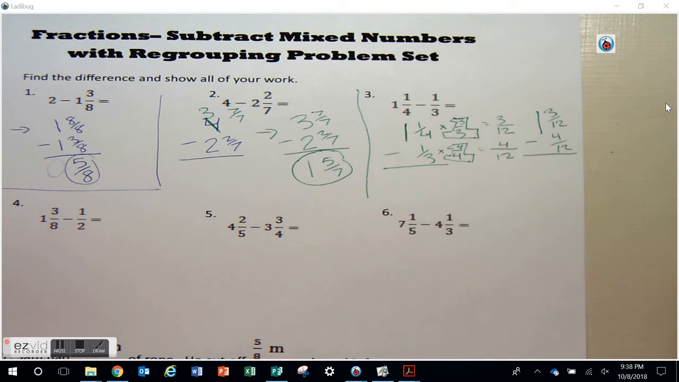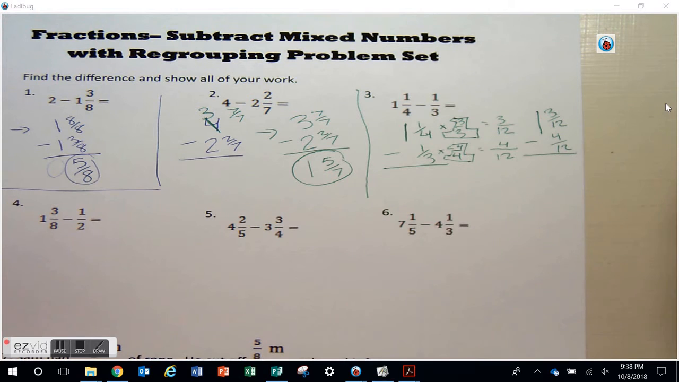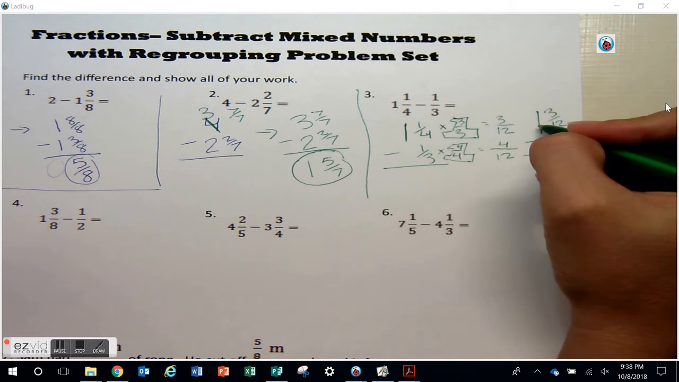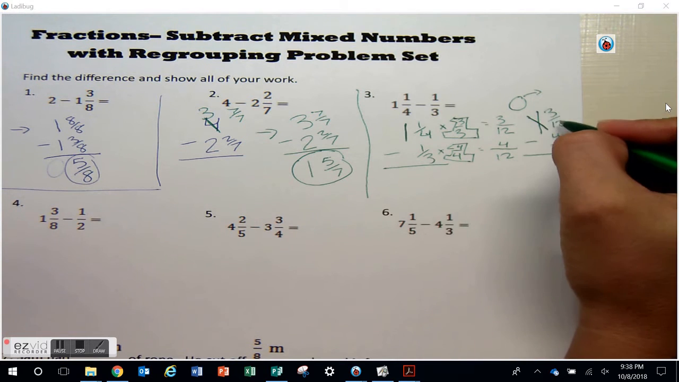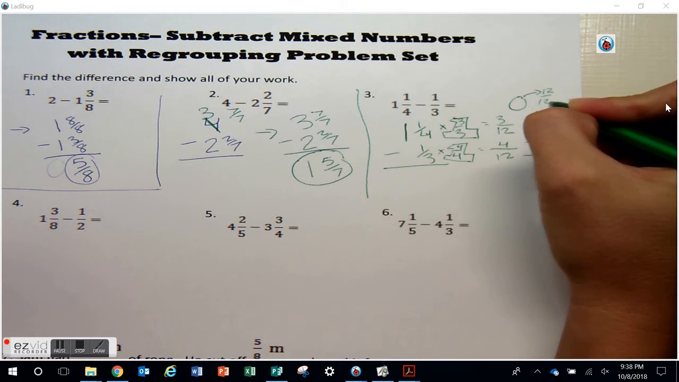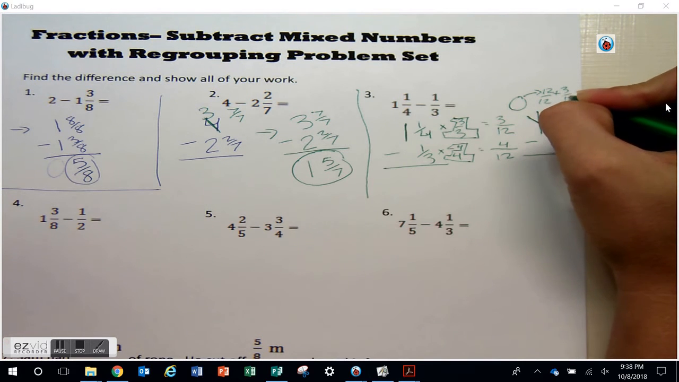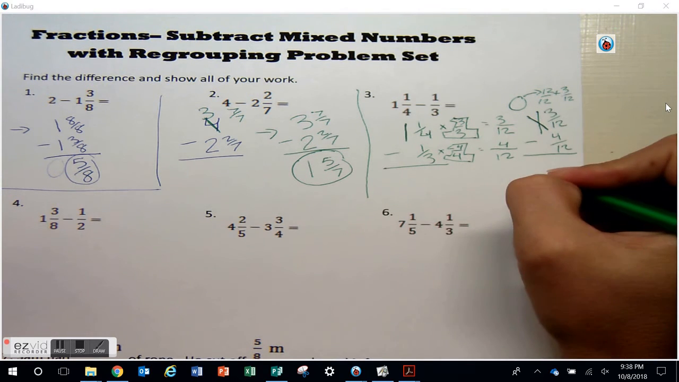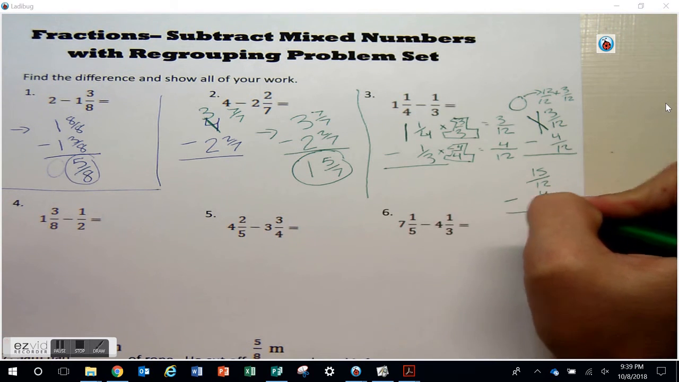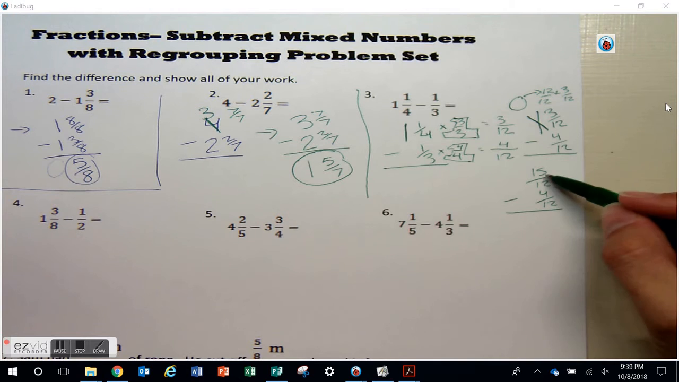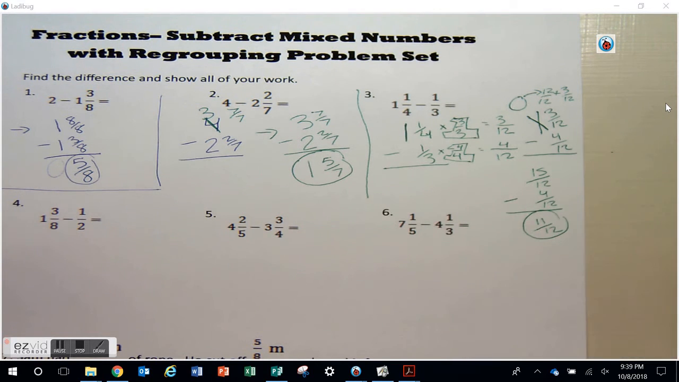Now, can I do 3/12 minus 4/12? No, I cannot. So I'm going to have to regroup from that whole. So this no longer is a whole, and I'm going to give 12/12 over here. Well, 12/12 plus that 3/12 gives me 15/12. So let's do 15/12 minus 4/12 so that we can get our answer. 15/12 minus 4/12 gives me 11/12.